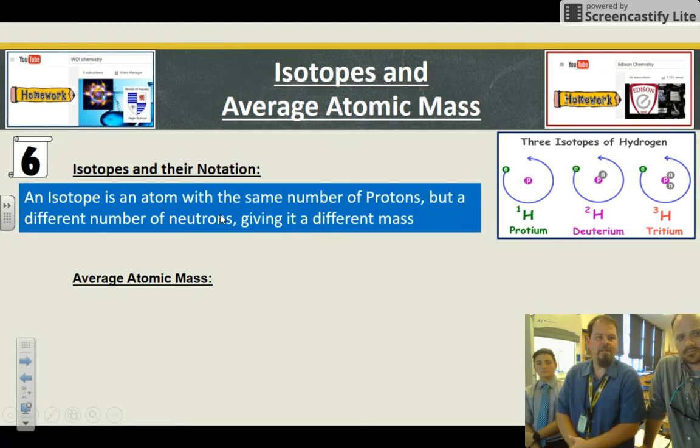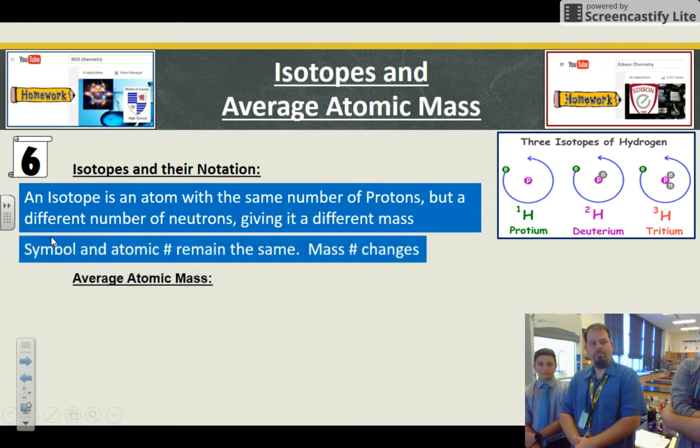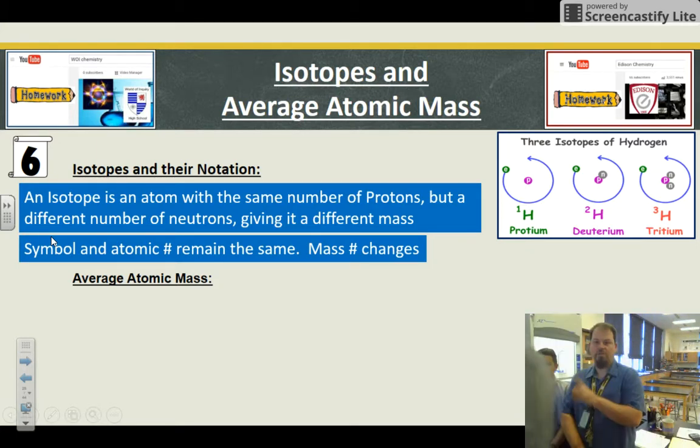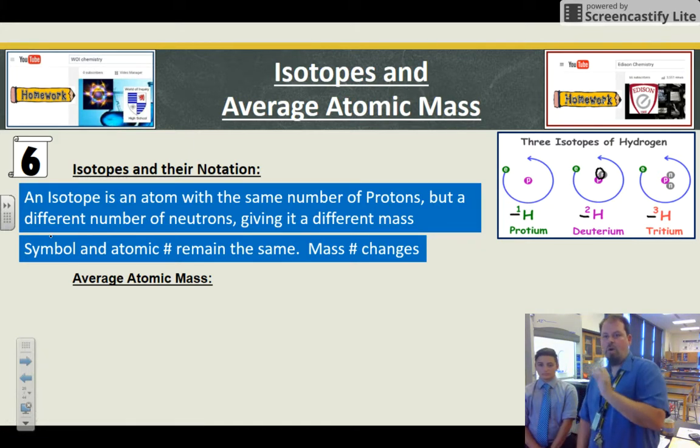So an isotope is an atom with the same number of protons, but a different number of neutrons, giving it a different mass. The symbol and the atomic number remain the same, but notice the mass number changes, and that is in the picture. You got hydrogen 1, hydrogen 2, hydrogen 3. And what's changing in the picture is no neutrons, 1 neutron, 2 neutrons. See the difference?